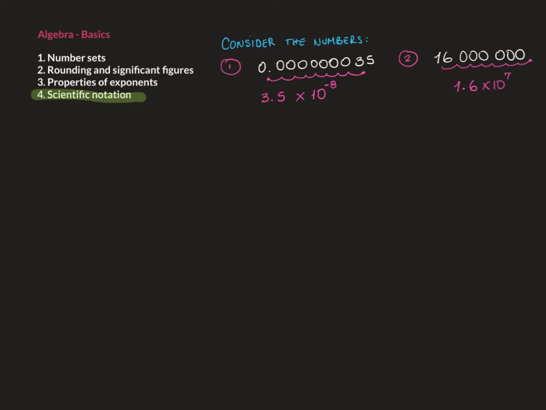Now, scientific notation is always going to be in this form, a times 10 to the power of b. This number a has a very specific range of values. It's always going to be bigger than 0 and less than 10. And b can take any value that you want.